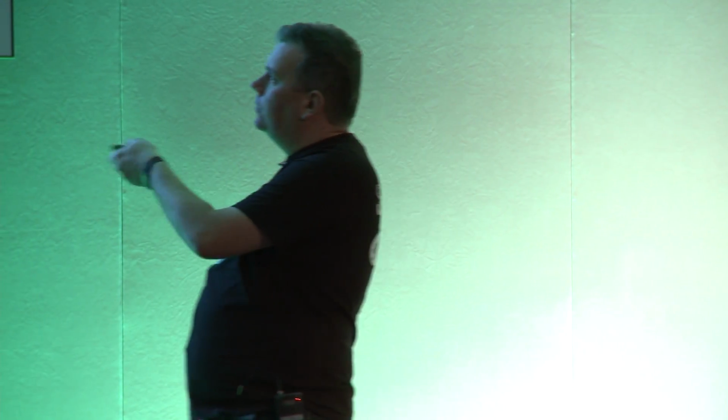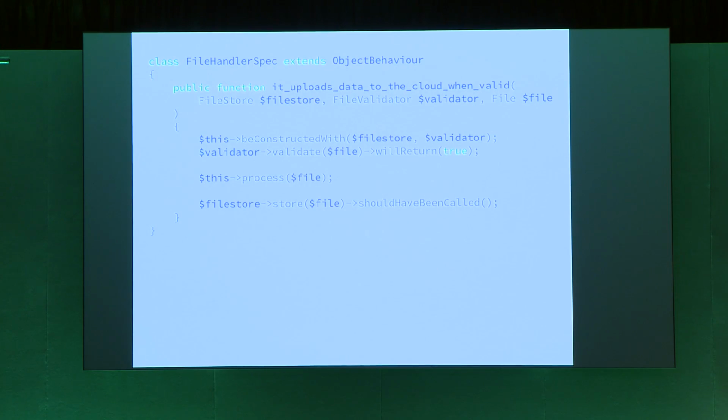But then I have to know, does this bit work? So this is the unit test I would write. Instead of constructing it with some third-party object, I'm actually creating a double of my interface. I'm saying there's going to be something that's a file store. And when the validator says true, and I ask you to process a file, you should store it in whatever file store we're using. This means I can unit test my file handler. I know 100% that my file handler is doing the correct thing.